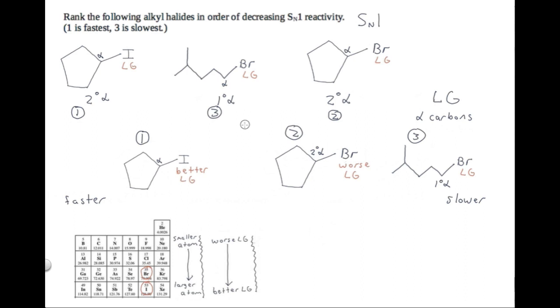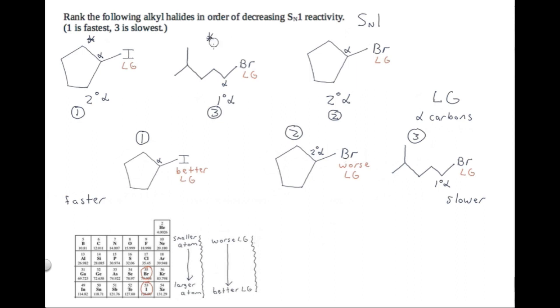Now again, this might be a tricky problem for some people because there are multiple comparisons to make. So remember the techniques we used here. We tried to compare the molecules that had the fewest differences. We compared this molecule and this molecule. That was a good comparison because they only differed in leaving group. They had the same type of alpha carbon. And we compared this molecule and this molecule. That was a good comparison because these two molecules had the same leaving group. These two molecules only differed in their alpha carbon.